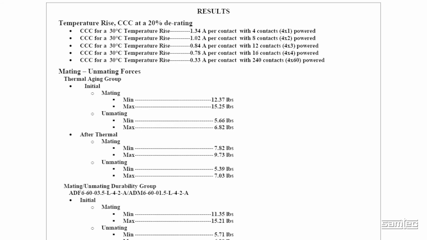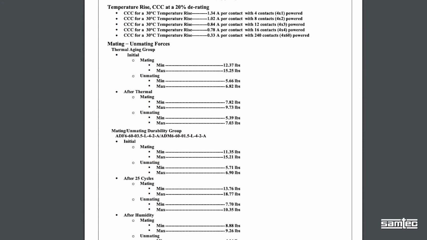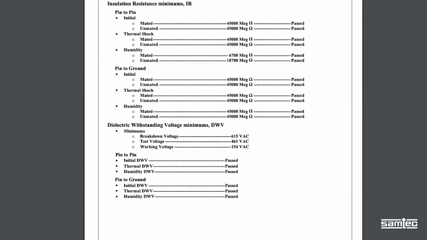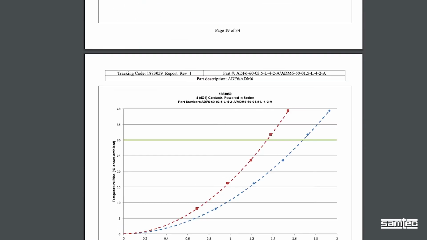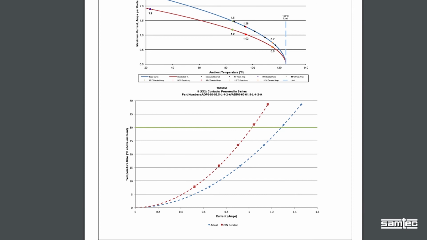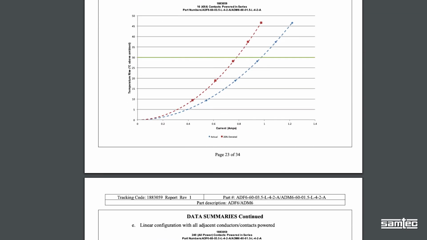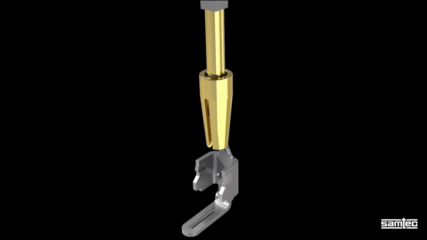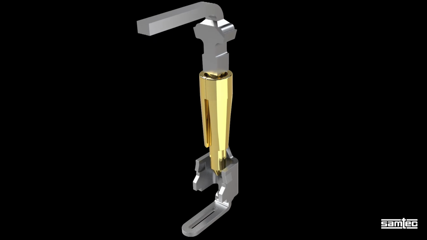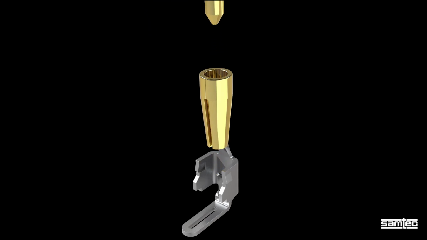Current carrying capacity, mating and unmating, thermals, humidity, cycling, normal force, insulation resistance, and low-level circuit resistance across multiple facets, from general durability to thermal aging and humidity. Normal force is important and goes back to the contact system of how springy the contact is and how tight of a connection it makes. As long as that connection is maintained, the signal integrity will stay consistent.